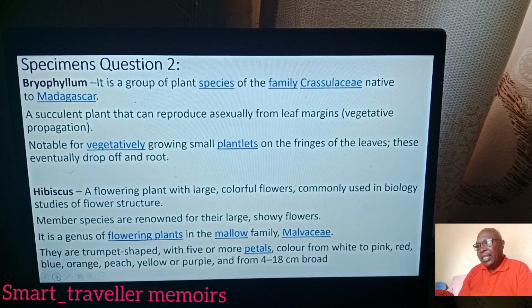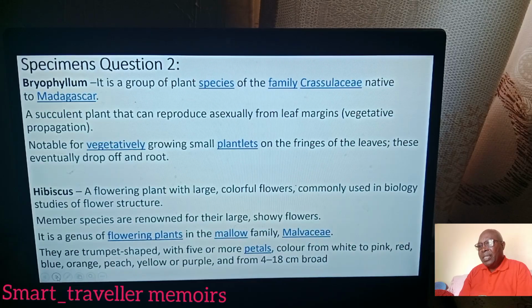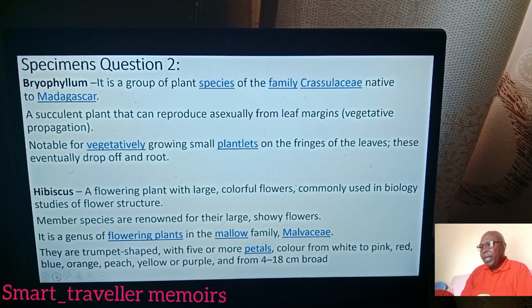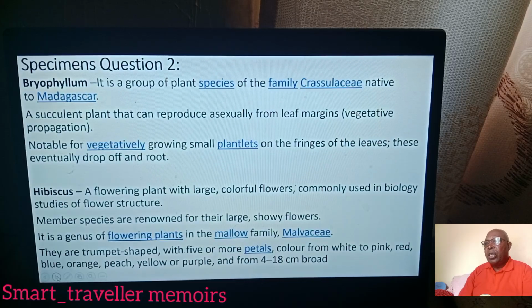Hibiscus is a flowering plant with large colorful flowers, commonly used in biology studies of flower structure. Member species are known for their large, showy flowers. It is a genus of flowering plants in the Mallow family, Malvaceae. They are trumpet-shaped with five or more petals, color from white to pink, red, blue, orange, peach, yellow, or purple, and from 4 to 8 centimeters broad.